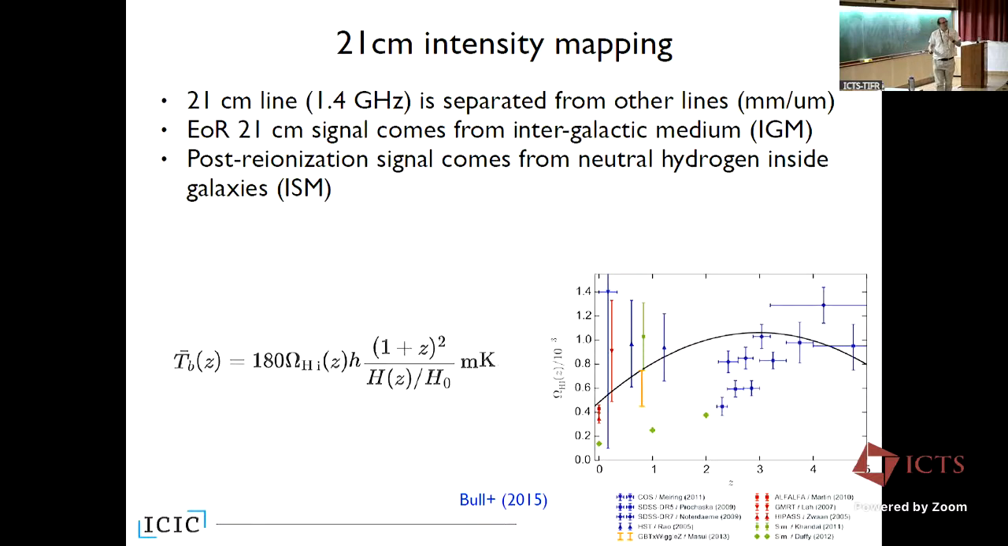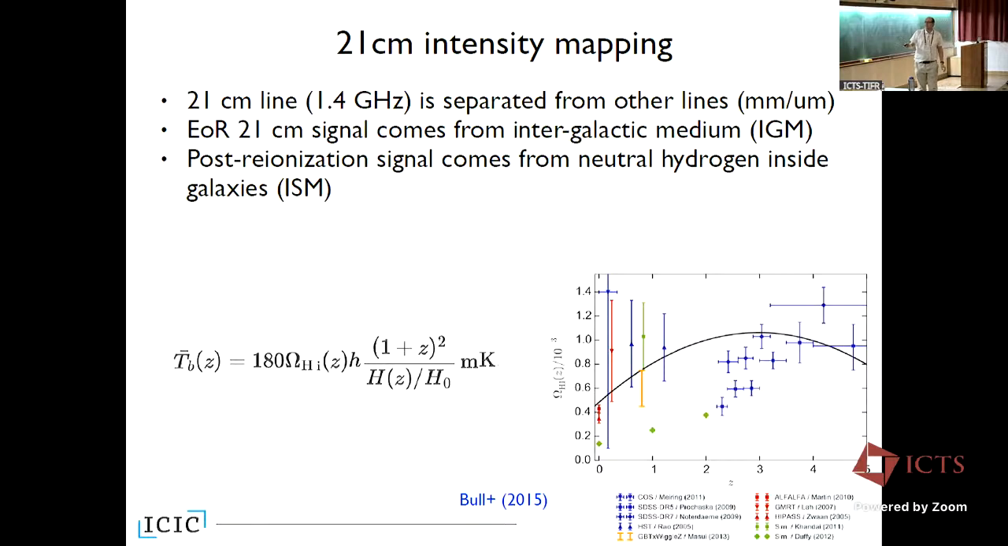So now we want to segue to thinking about the 21 centimeter signal after reionization is complete. All of the neutral hydrogen in the intergalactic medium has been ionized. And what we're left with is neutral hydrogen inside of galaxies, where the recombination rate exceeds the ionization rate, and we can get neutral hydrogen regions. So this is neutral hydrogen inside of the galaxy.